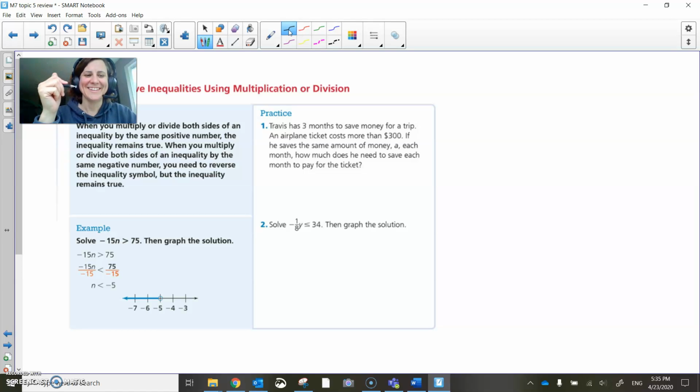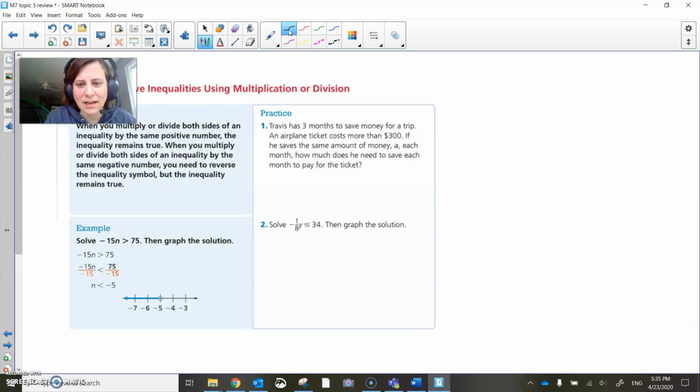Okay. Travis has 3 months to save money. An airplane ticket costs no more than $300, which means it either costs $300 or less. Wait. I'm sorry. Back up. An airplane ticket costs more than $300. So it won't even be $300. It would be $301 or higher, or $300.50 or higher. So the ticket itself is more than $300.